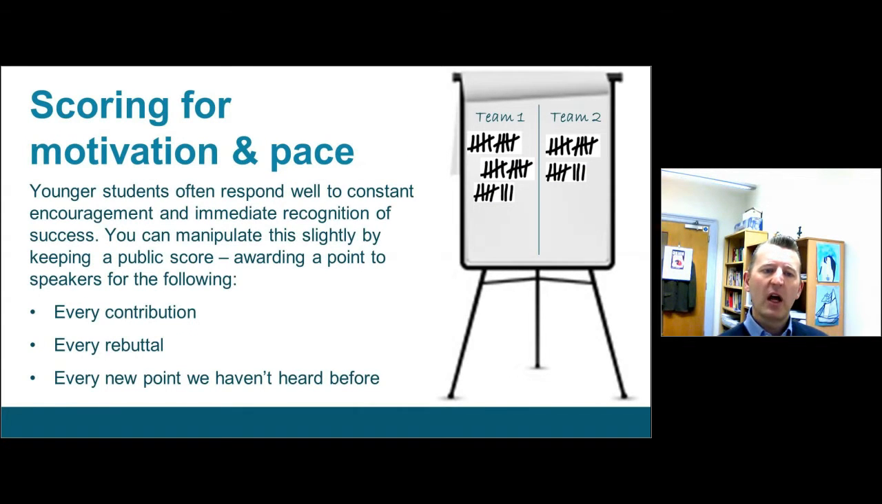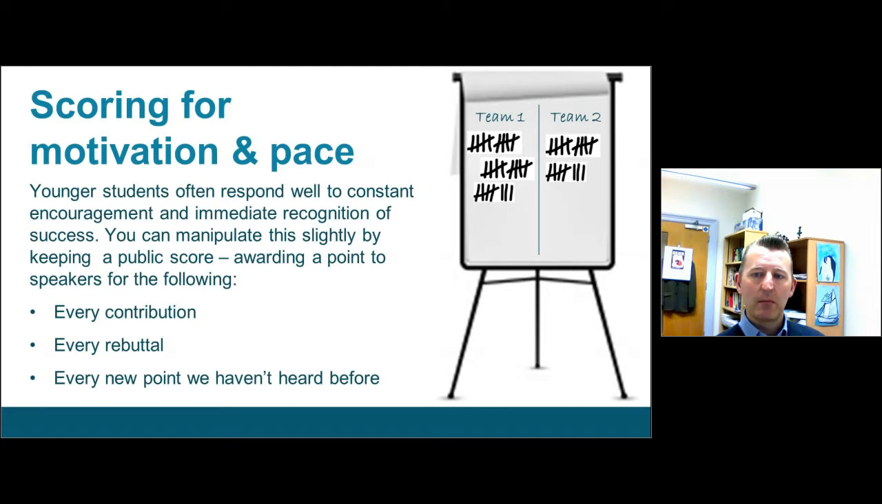The other thing we can do about timing is to make sure we keep the pace of the lesson going. The younger students, in my experience teaching this with the bottom age group, so 11 to 13, 14-year-olds in post-primary secondary schools, often respond very well to this constant encouragement and an immediate recognition of what they're doing well. So you can manipulate that slightly by keeping a public score.